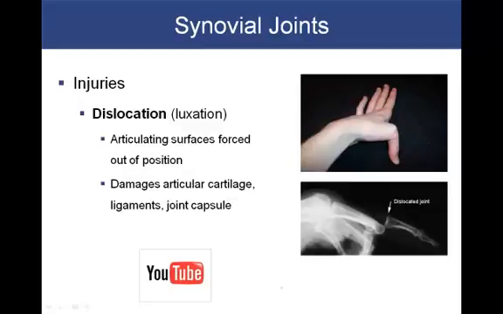I had a YouTube video of an individual dislocating a joint, but I don't have a way to show it right now. If you were to go to YouTube and search dislocation, you're going to find lots of very graphic footage of individuals dislocating joints and the pain associated with it.